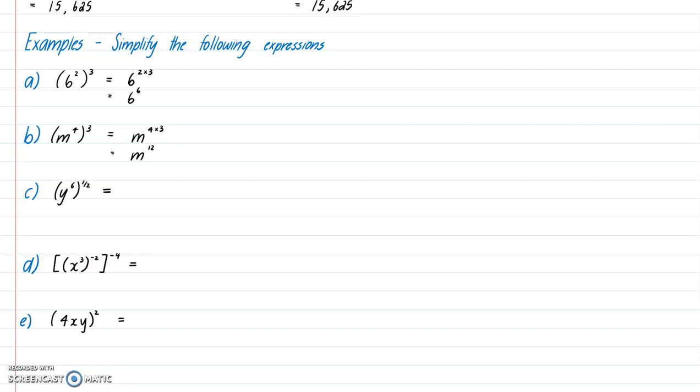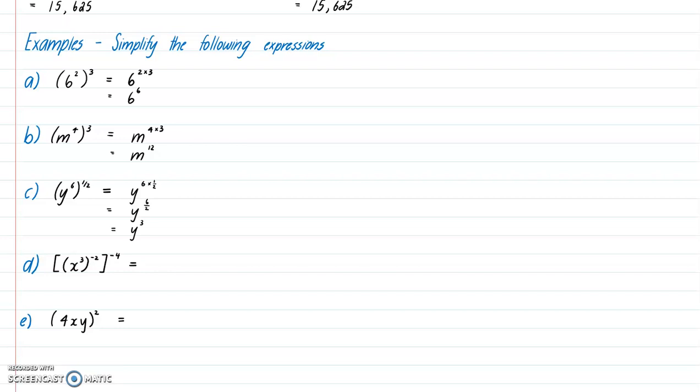Right, let's have a look at C. Now C looks a little bit different because the outermost exponent is a half. That doesn't mean that we change our process. So we multiply our exponents. 6 multiplied by a half is 6 over 2, or we could simplify that to be y to the power of 3.